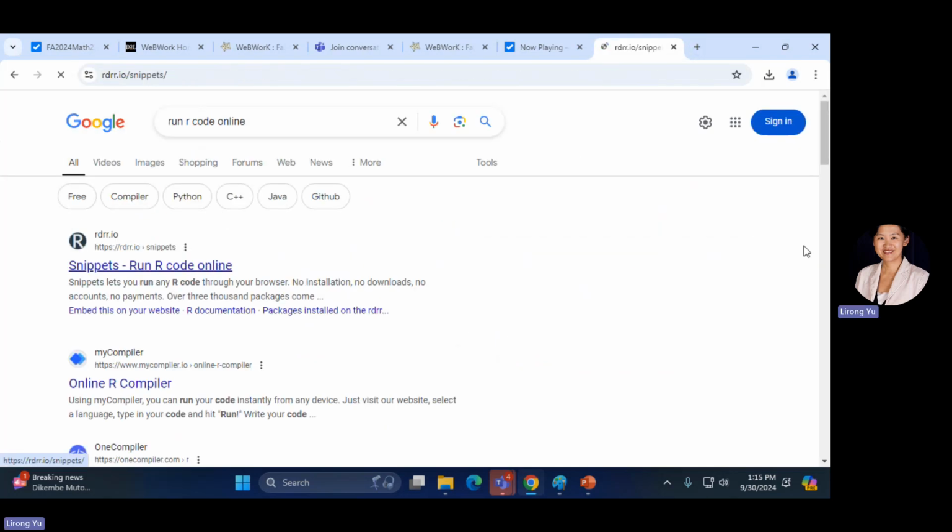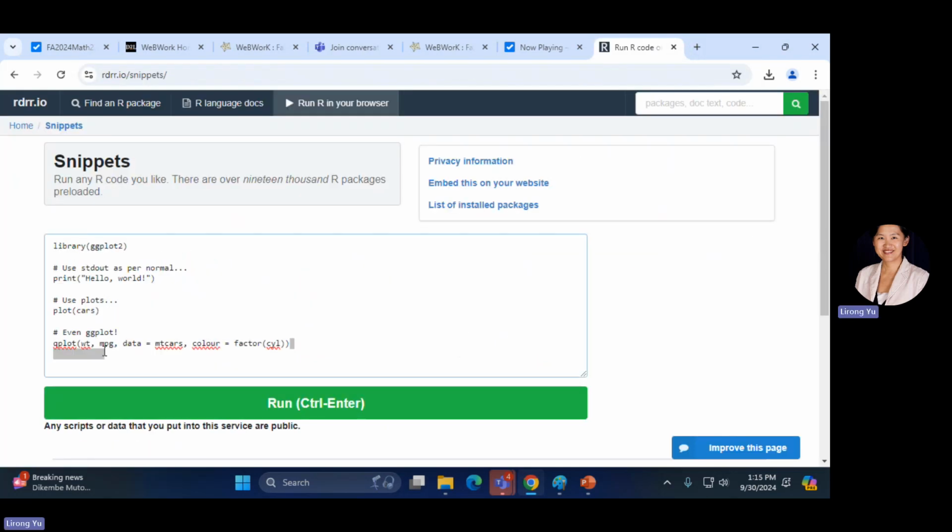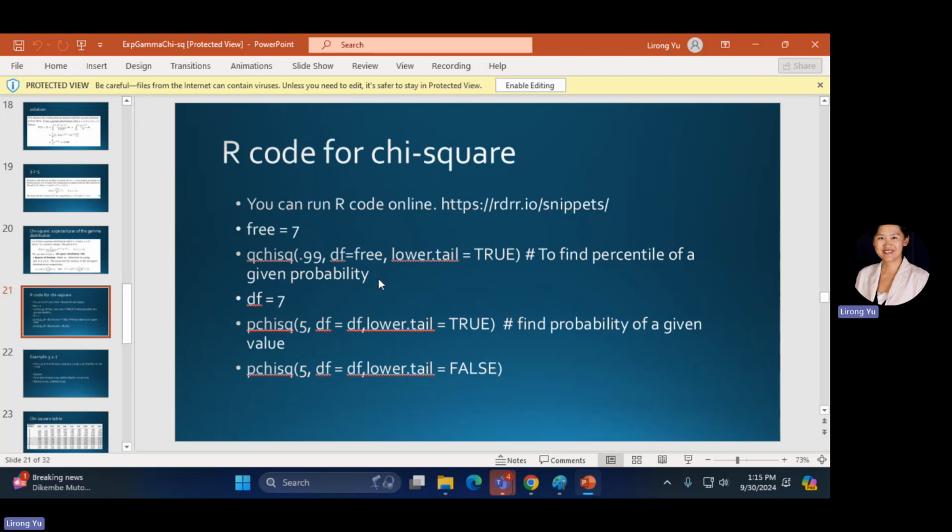So this looks like it still works. At one occasion or another, sometimes this thing goes offline, because there's a server behind it, but it still works. So we can use this software to do our computation rather than use our table. And for example, we can run this.